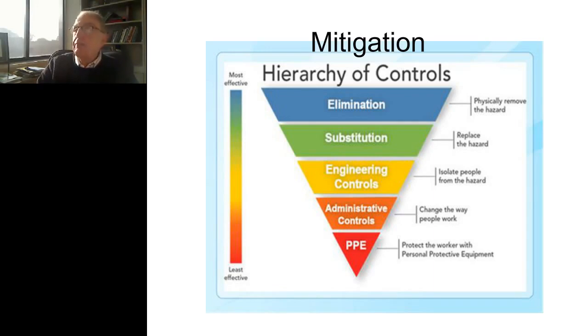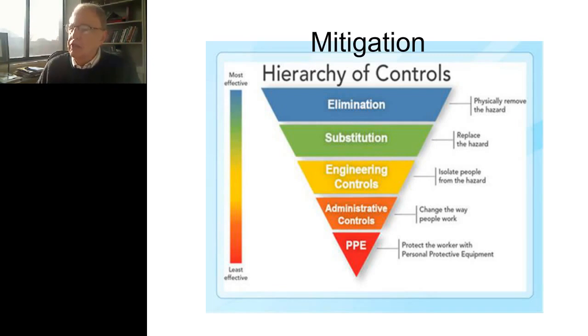Another way would be substitution. If you were in a research lab, you would typically use a less pathogenic strain of the organism. Another way are engineering controls. Just isolate the people from the hazard. And that's what the biosafety cabinet helps you to do. It helps you to isolate the employee from the hazard of working with a biological agent.